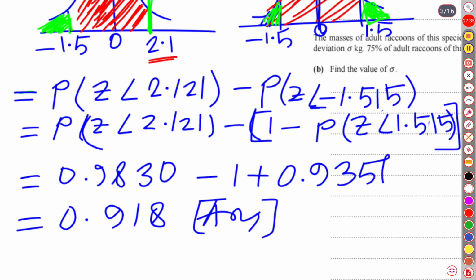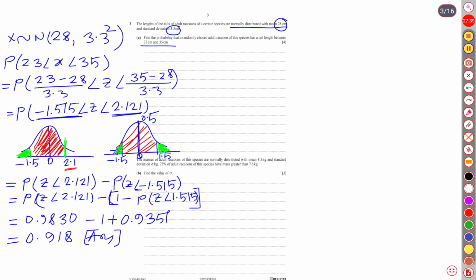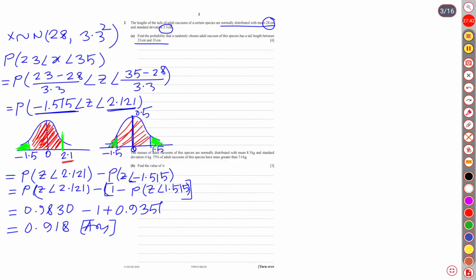So what have we learned from this solution? We have learned that in normal distribution, the first concept is that when it is written "in between them", as I have shown here, we require in between 1.5 and 2.1, which is this red shaded zone. For the red shaded region, we will subtract the left part from the right part. We will find the probability up to the whole of this, less than 2.1, that is, 2.12 is the z score. Then we will subtract when the z score is negative 1.515.